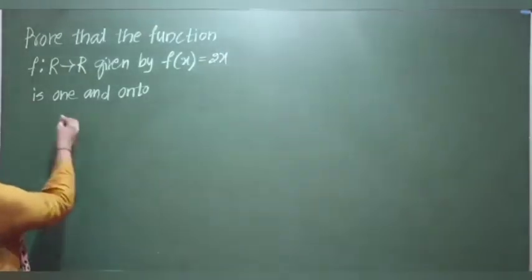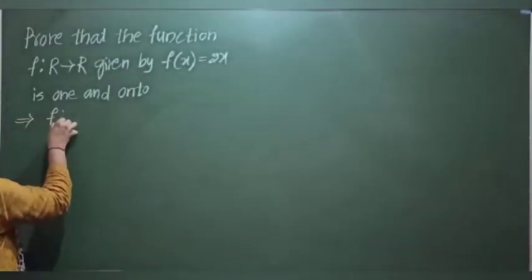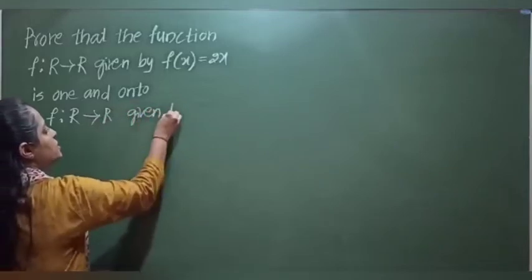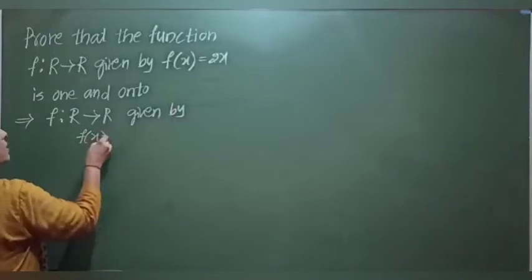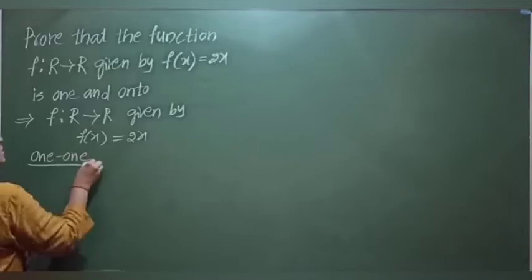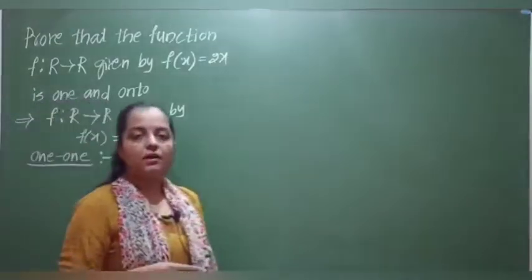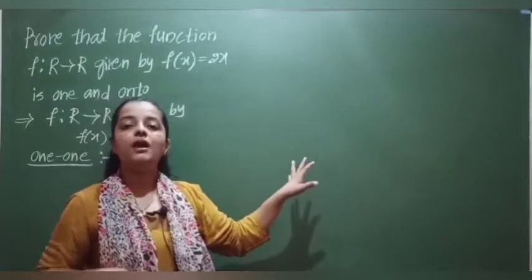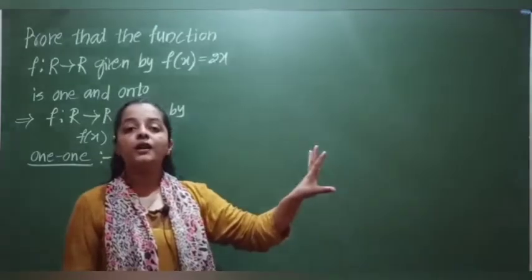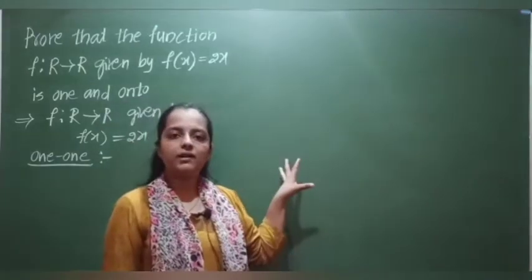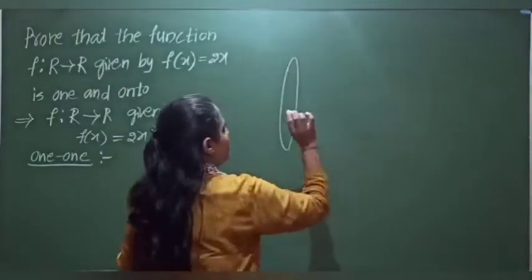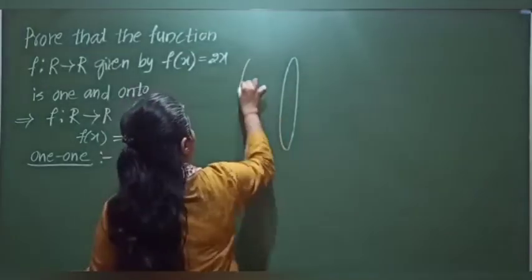So first we'll think of whether it is 1-1. f is a function from R to R, given by f of x is equal to 2x. So what is a 1-1 function? For all the elements present in the domain, they should have different images in the codomain. Then we call it a 1-1 function. So let's think with the arrow diagram method.